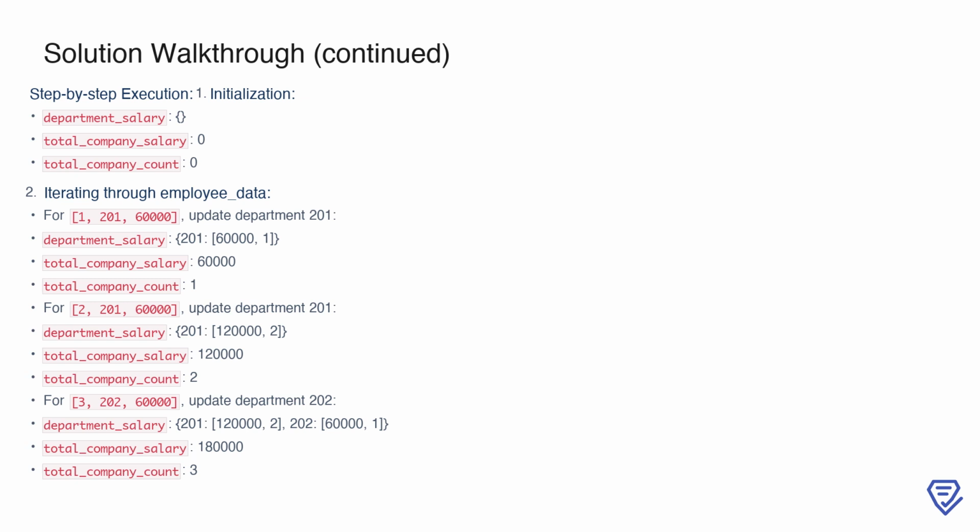Finally, 202, 60,000, an employee in Department 202 earns 60,000. We add Department 202 to Department_salary, setting its salary to 60,000 and its count to 1. The company's total salary grows to 180,000, and the count reaches 3. At this point, we've gathered all the data for this example.